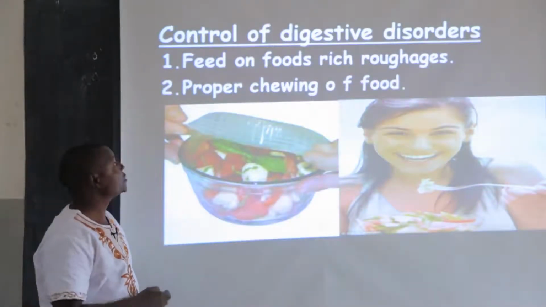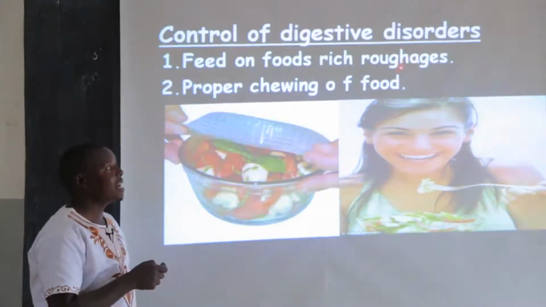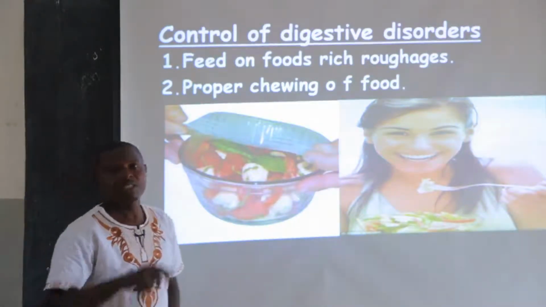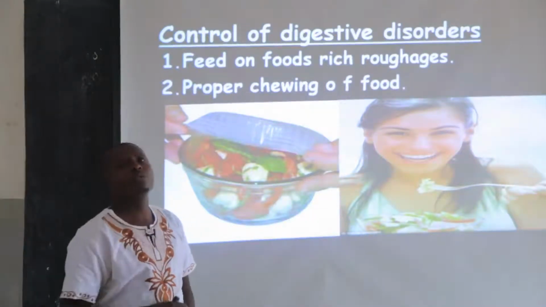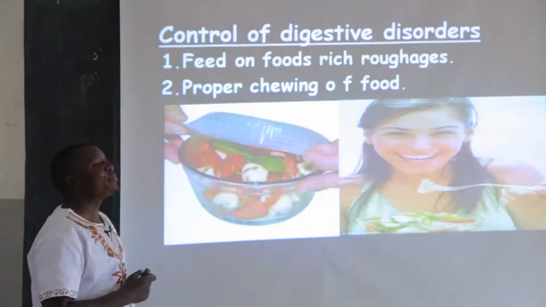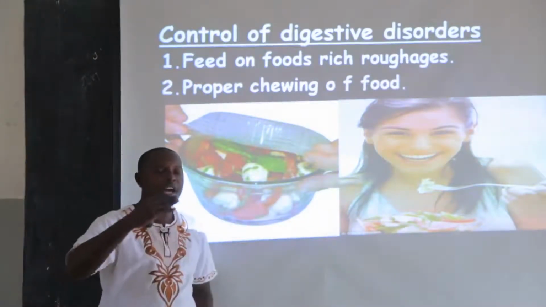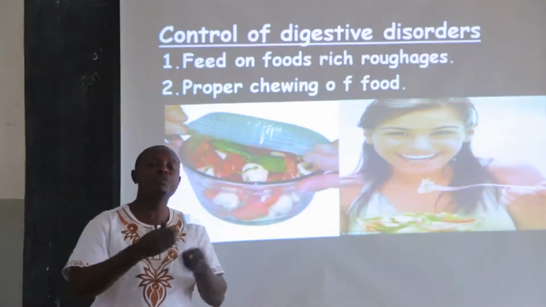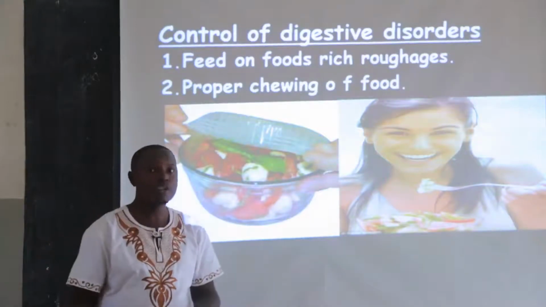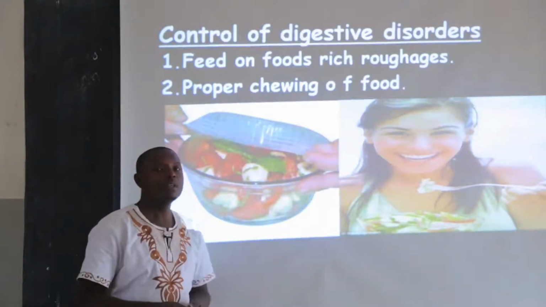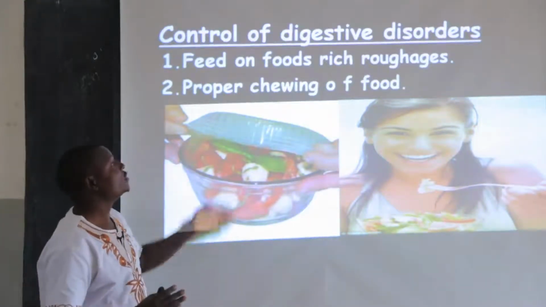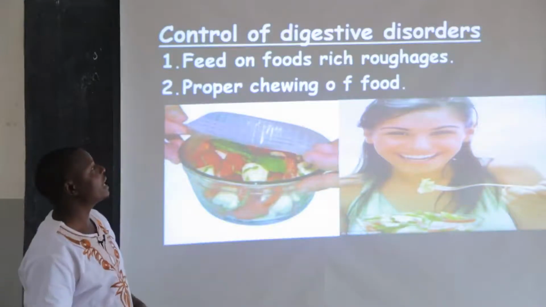So that is intestinal obstruction, and the ways of controlling those digestive disorders: 1, feed on foods rich in roughage. Eat roughage, drink water, and you'll be safe. You'll not get constipation. And 2, proper chewing of food. Take your time when you are eating. Chew the food until it becomes small and easy to swallow. That's when you will control some of the disorders.